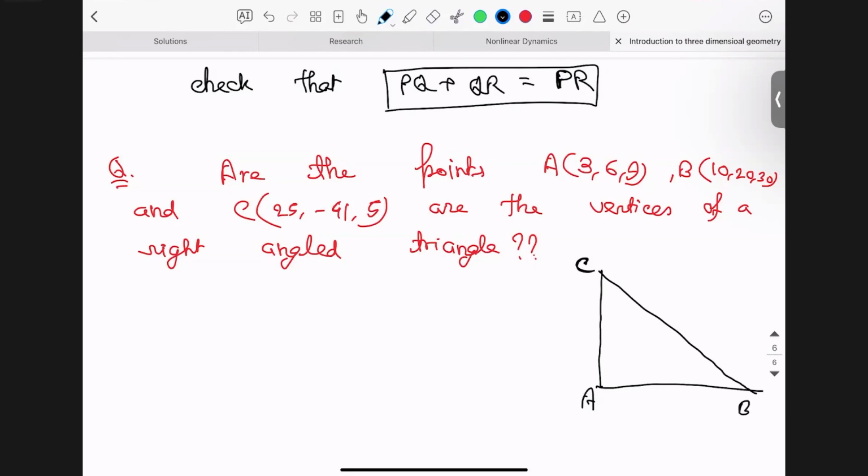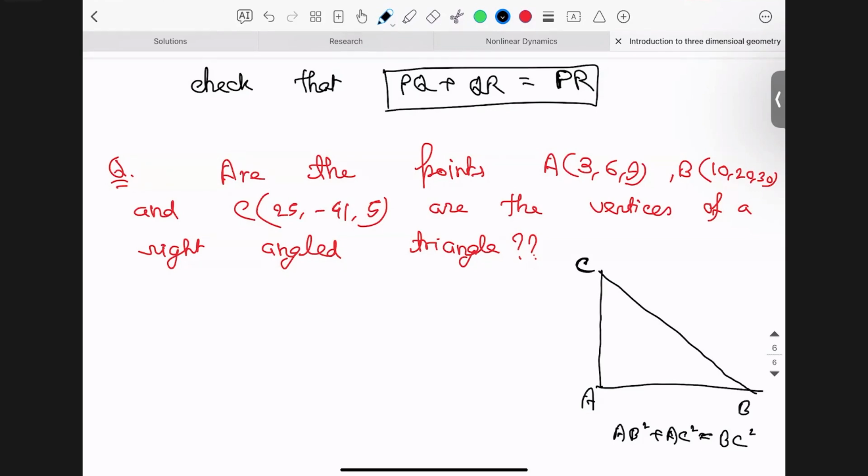Okay. Now for it to be a right angle triangle, it should satisfy this condition: AB square plus AC square should be equal to BC square. For that, we need to find AB, AC, and BC, and after that we can check whether this condition is satisfied. Now the next question is how we know which squares we should add and which square we compare with.